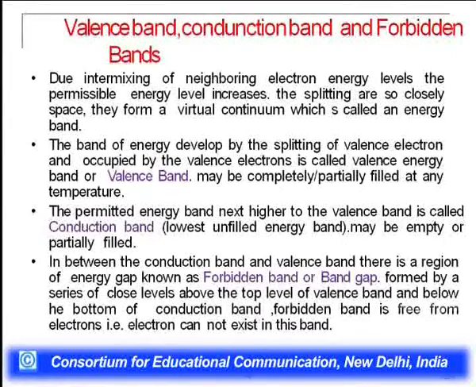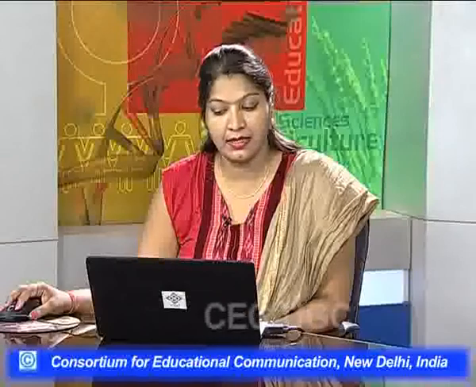In between the conduction band and the valence band, we define an energy gap, and that energy gap is the forbidden band or the band gap, which is formed by the series of closed levels above the top level of the valence band and below the bottom of the conduction band. The forbidden band is free from electrons, and electrons cannot exist in this band.